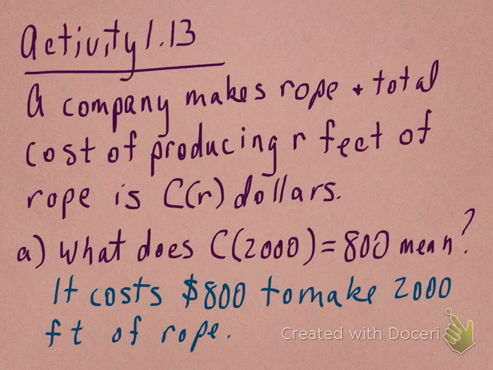That means it costs $800 to make 2,000 feet of rope. That's just interpreting what the function notation means in this setting. My input is 2,000 feet. I put that into the cost function and I get out $800. So it costs $800 to make 2,000 feet of rope.